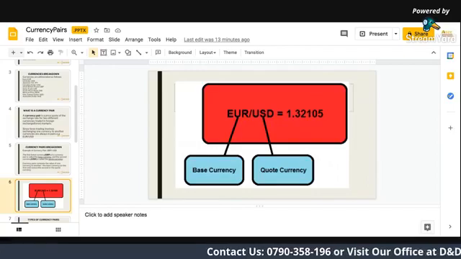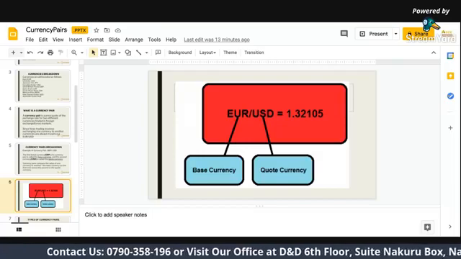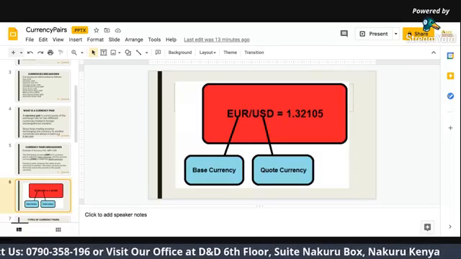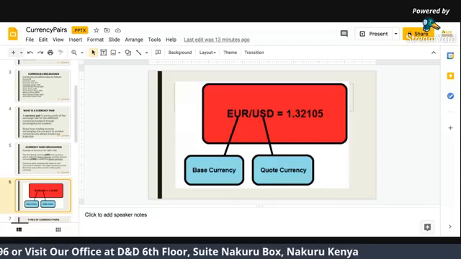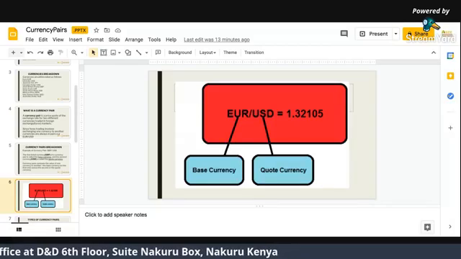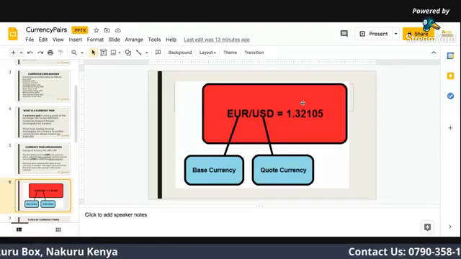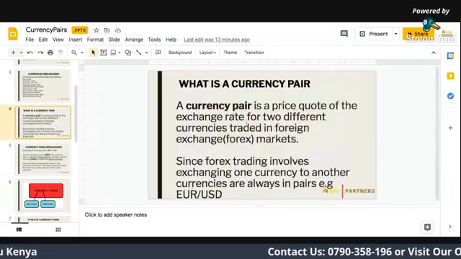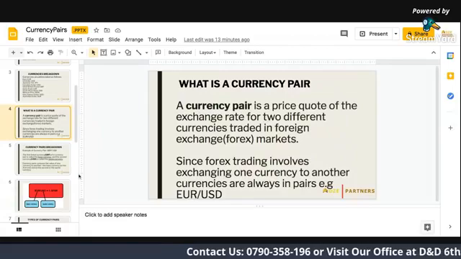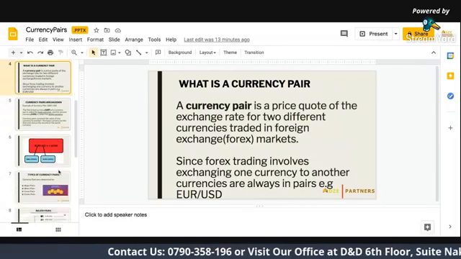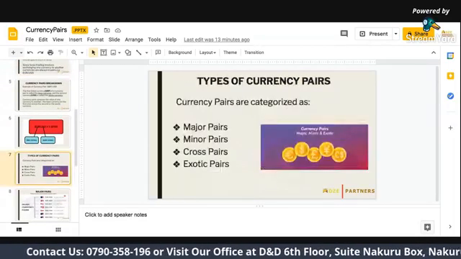If we head further to the charts, you're going to see now the prices, how the prices fluctuate. So the base currency is euro, USD is the quote currency. 1.32105 is now the price quote, which you have defined here initially. Let's go to the next one.